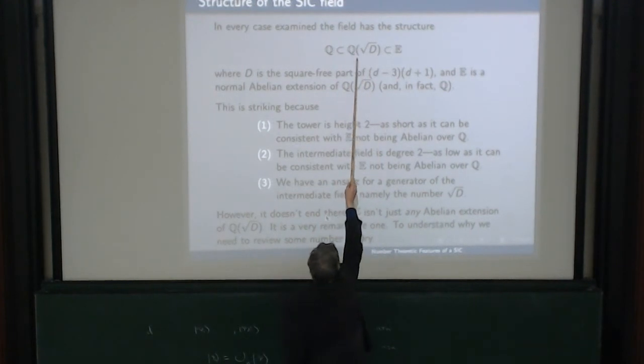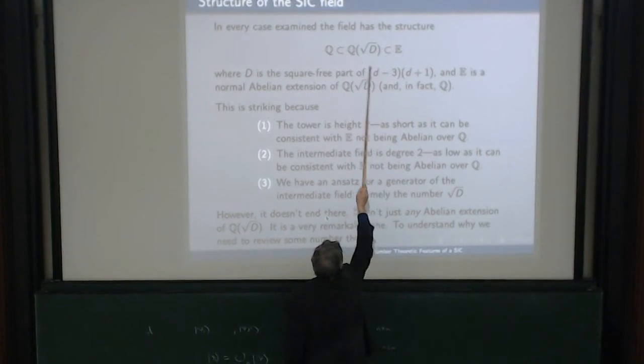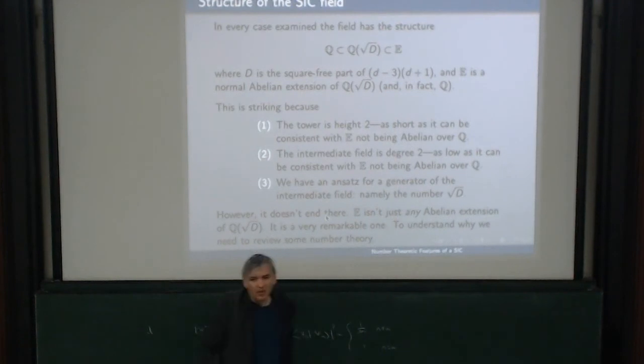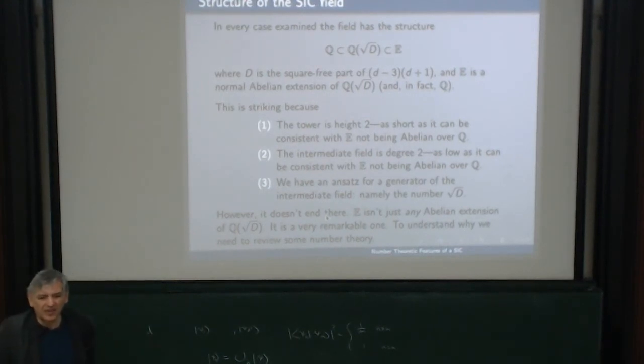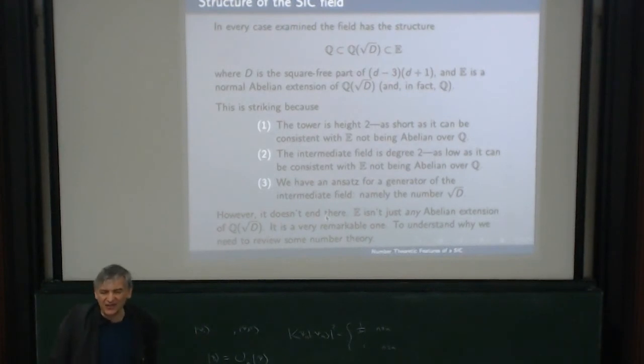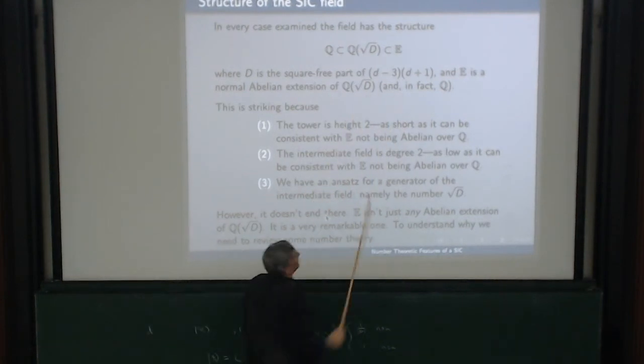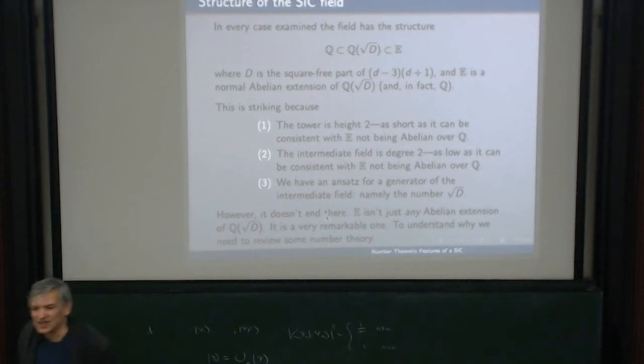The generator of the degree 2 first extension always seems to be the square free part of that number. In other words, when I say square free part, I mean you divide out all the squares. So for instance, if it was 12, you'd divide out a 4 and you'd be left with 3. 3 is the square free part. This is a very special role with SICs. I have no idea why. This is an observation.